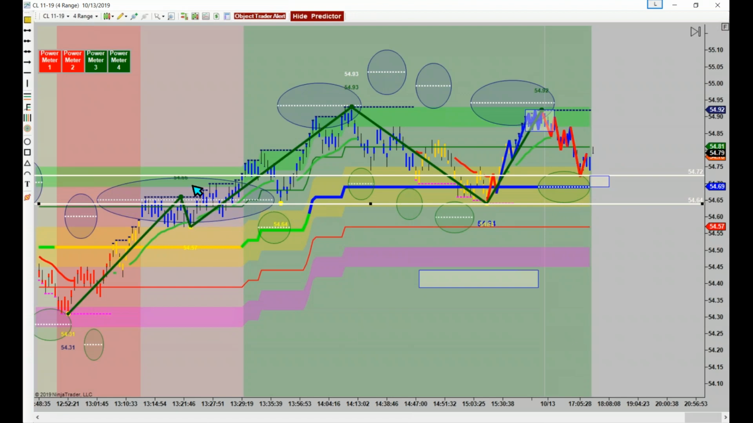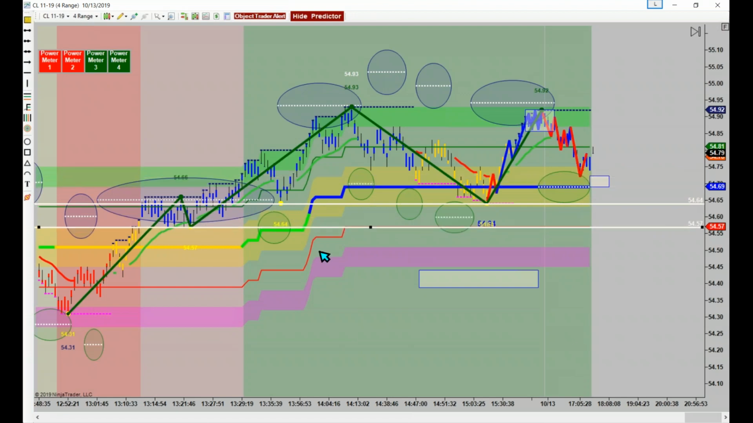At first, I would probably put my stop just under here. See this little area right here, and then go ahead and hope that it bounces where it's at, because that's about a 7-tick stop if it bounced off of that 64.